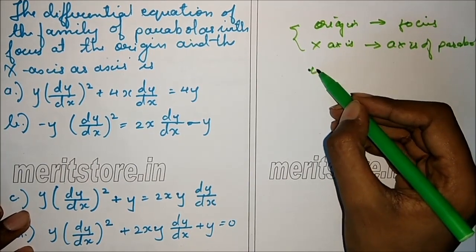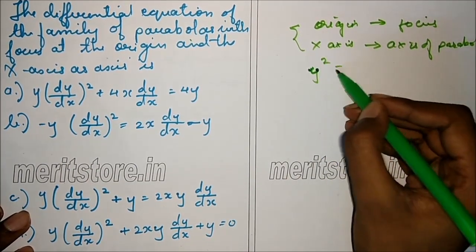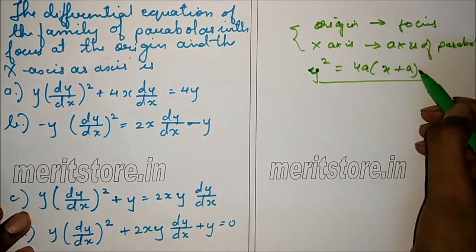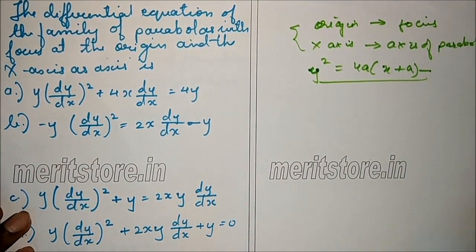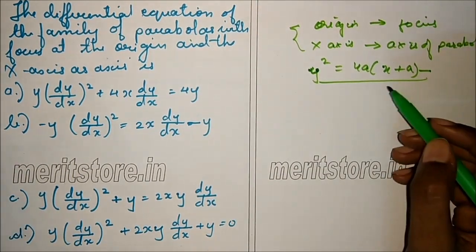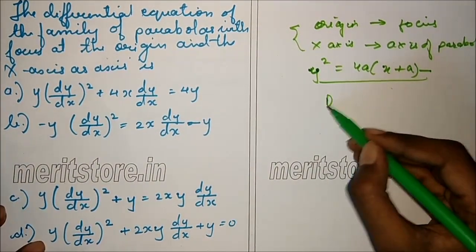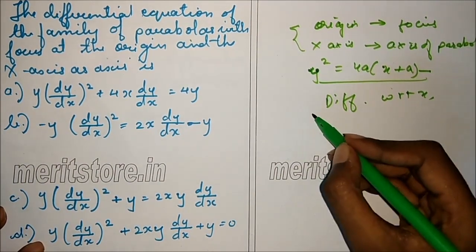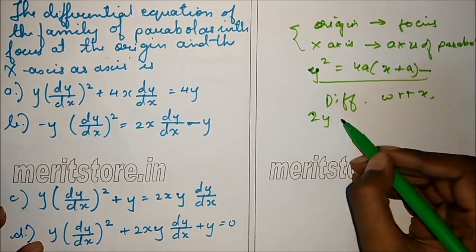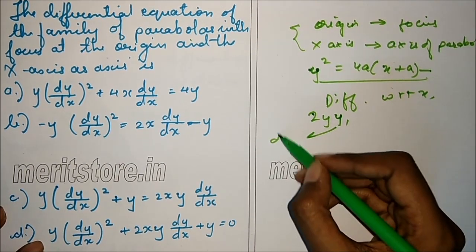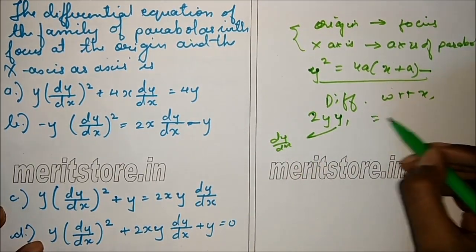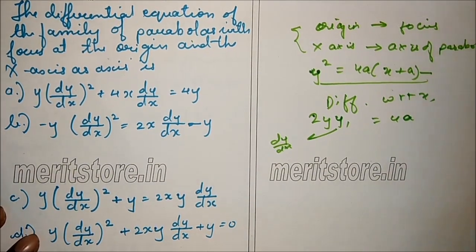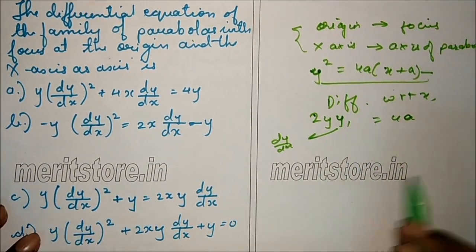So this is given as y square equals 4a into (x plus a). So this is the given equation. We have to find the differential equation for this one. So differentiating this with respect to x, we get 2y y1, where y1 is dy by dx, equals 4a, since the derivative of (x plus a) is 1.